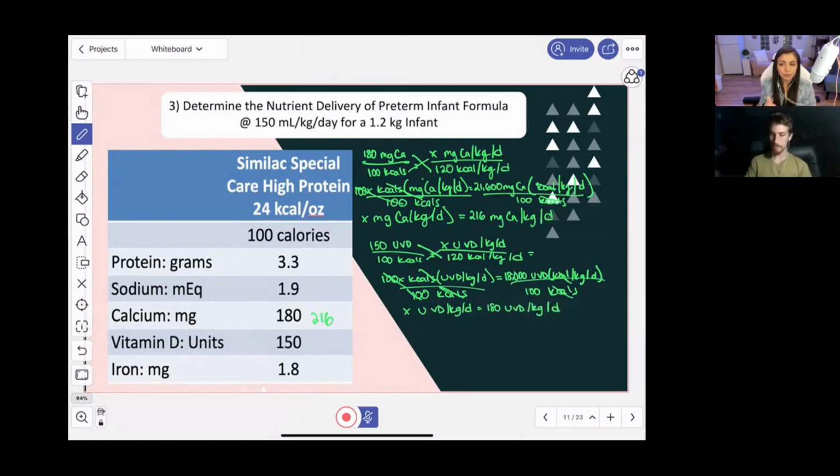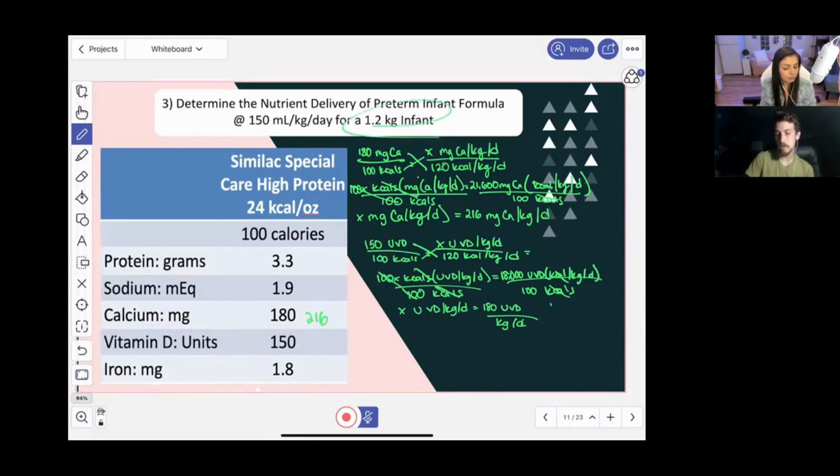All right, where do we go from here? So now we are going to multiply by the weight of the infant, because the units are in units per day, not units per kilogram per day. So we're going to get rid of the kilograms here. So we're going to multiply the kilograms in the denominator by the kilograms of the infant in the numerator. So times 1.2 kilograms over 1, technically. Boom, boom. That's going to give us 200 units of vitamin D per day. That's the answer right there. Okay.